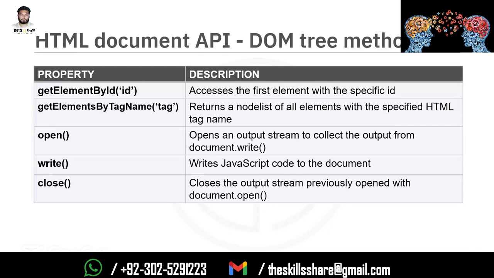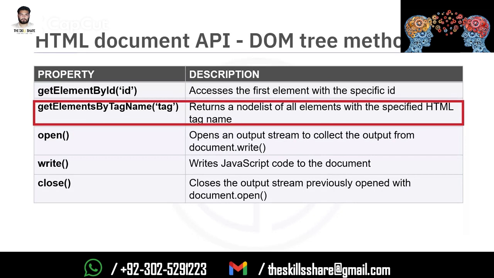Here are some common HTML DOM tree methods. The document.getElementById function has one required parameter, which is the ID of the element you want to access. The ID is specified as an attribute on one of the elements that is coded elsewhere on the page.